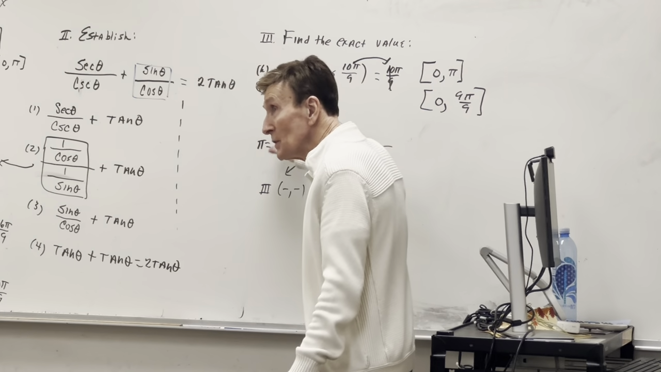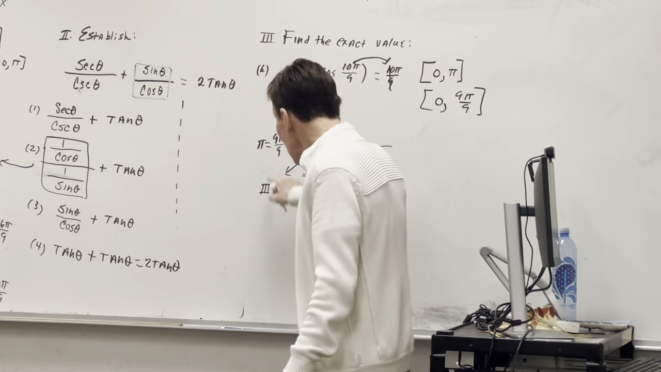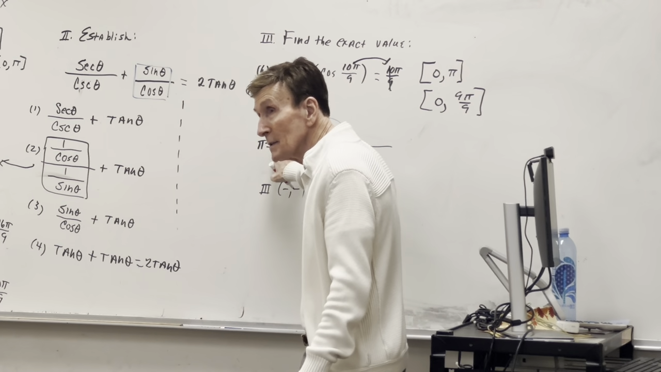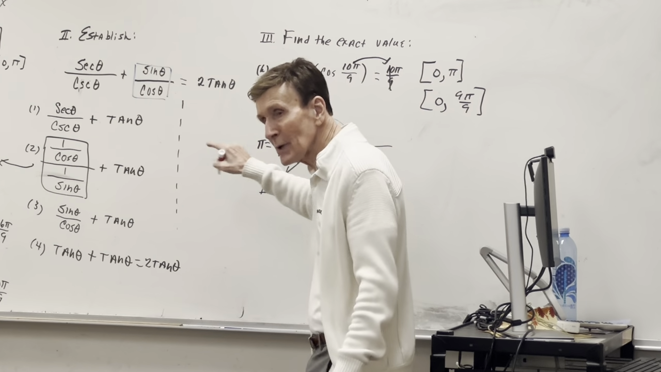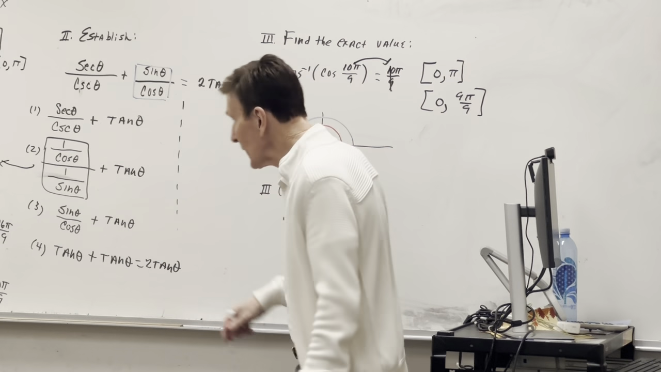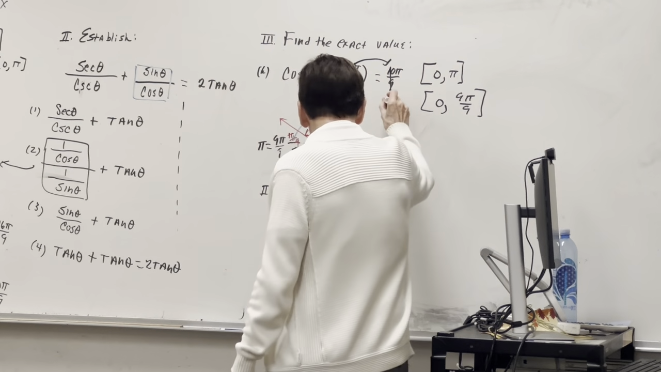So what might you do to get what I'm looking for? That's 9 pi over 9. Subtract what? Pi over 9, would that leave what I want? So what is 9 pi over 9? Subtract pi over 9. 8 pi over 9.